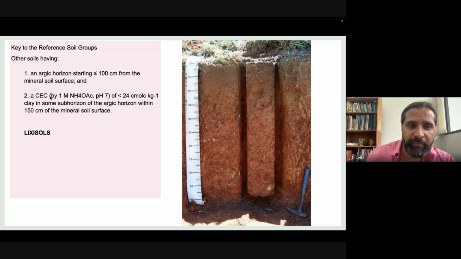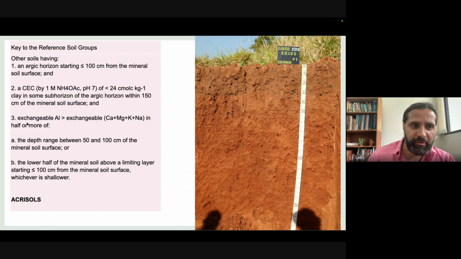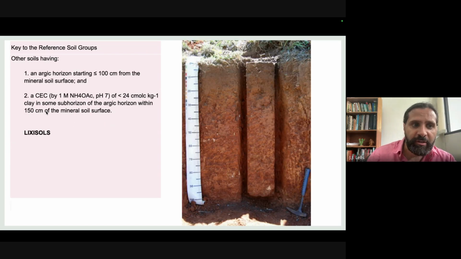But in this case, the base saturation should be such that exchangeable bases are equal to or higher than exchangeable aluminum. Okay, so the difference between acrisols and nitisols is that in the case of acrisols, the content of exchangeable aluminum should be higher than exchangeable bases. Now, the lixisols, the content of exchangeable bases should be equal to or higher than exchangeable aluminum. Okay? But the rest, it's equal. They are dominated by kaolinite, iron oxides, aluminum oxides.